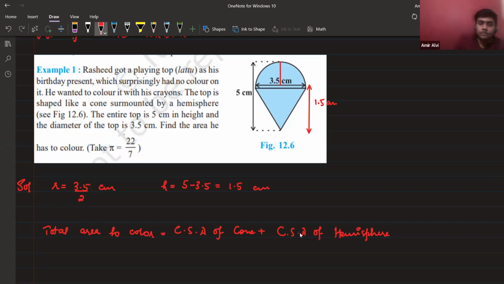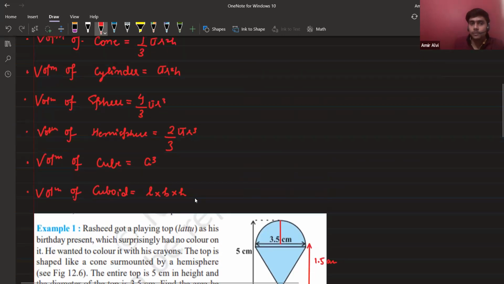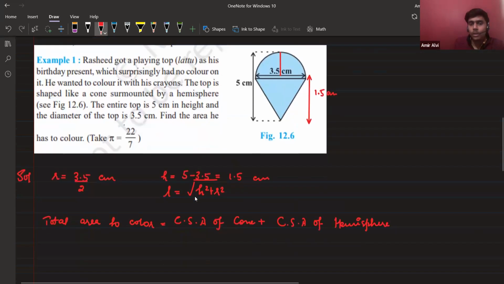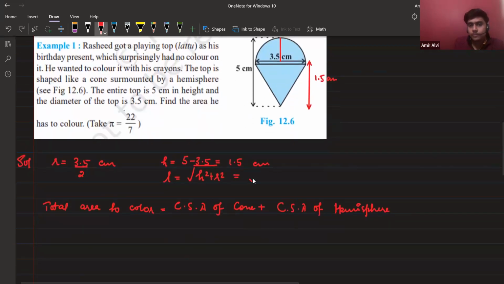Now, for the curved surface area of the cone, I need the slant height. Is slant height given? No. So what you need to do? Under root h square plus r square, using the Pythagoras theorem. Is that clear to everybody, this formula? Yes, sir. Okay.